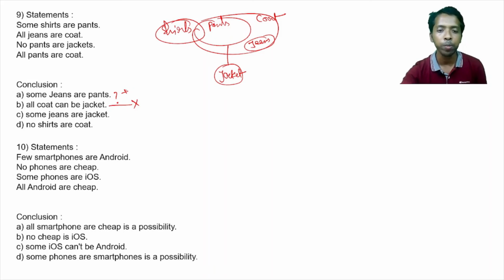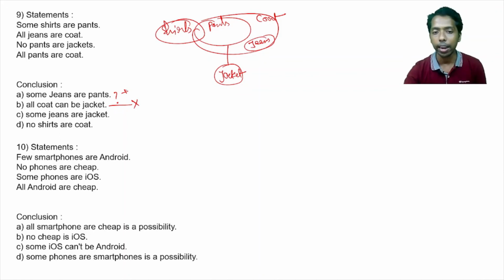Why? The pants part is within the coat part. This pants part cannot come within the jacket part. So how is it possible that all coat would be within jacket? Absolutely not possible, right? Because the pant part within the coat part is there according to the statements given. So pant parts cannot come within jacket part. So how can this pant part, enclosed by coat, let the overall coat part come within the jacket? It's absolutely wrong. It cannot be possible, right? So this is wrong. All coat can be jacket is a wrong one.